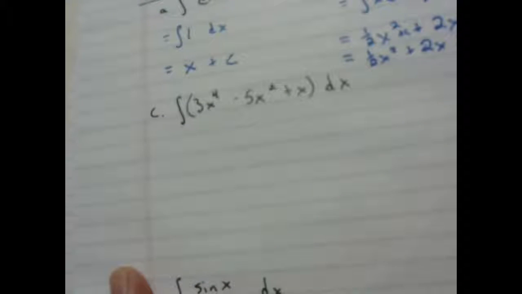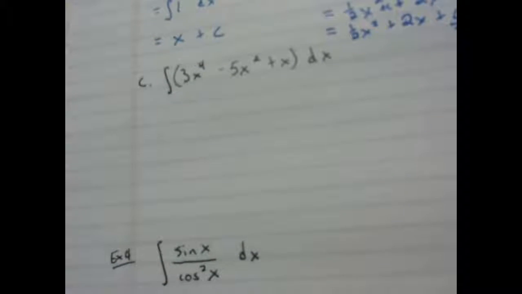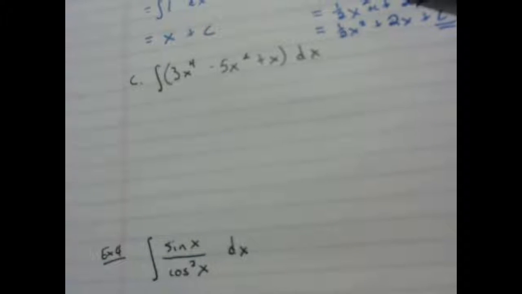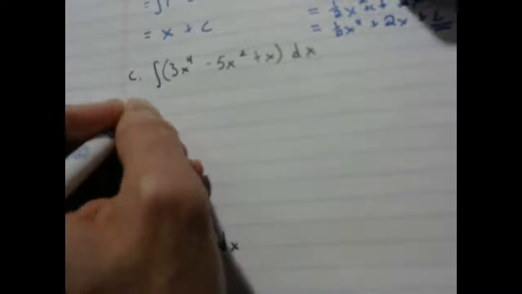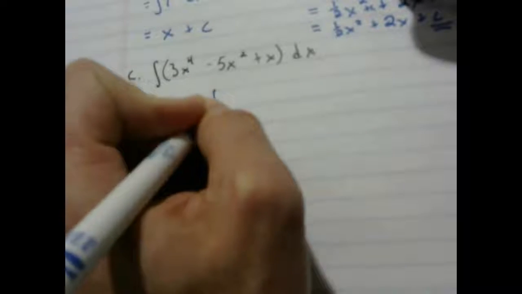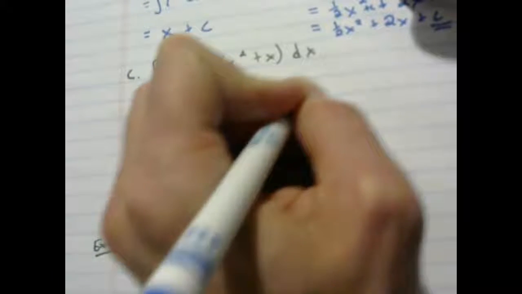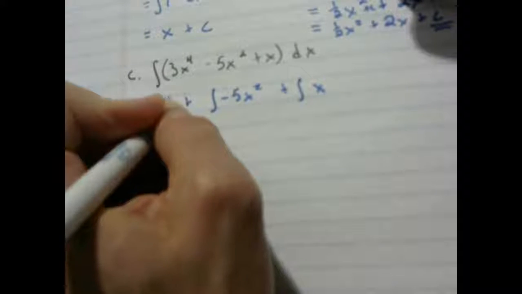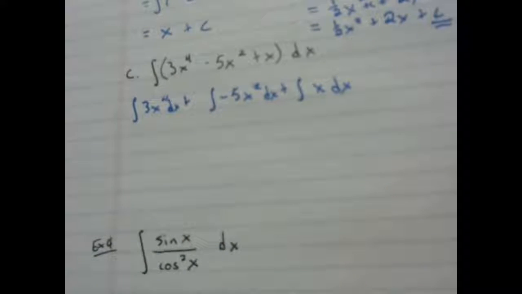All right, and then here's another example. The integral of 3x to the 4th minus 5x squared plus x dx. All right, well, let's try this. First, that's just the integral of 3x to the 4th plus the integral of negative 5x squared plus the integral of x, and then we have dx's for all of them. If you want to write them in right away, that's okay. I kind of just forgot to write them in. Not a big deal. All right, so now let's try to do that.